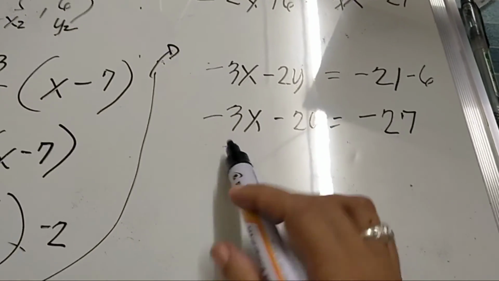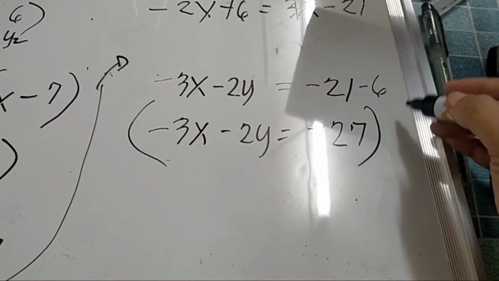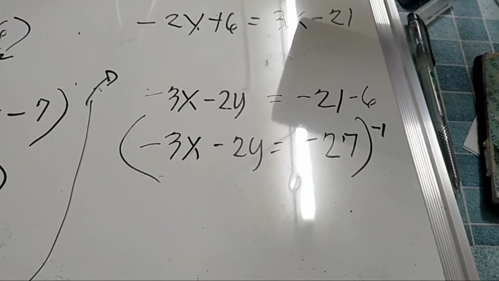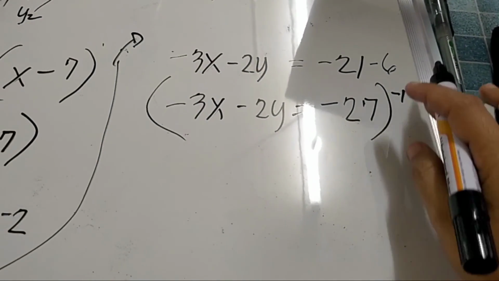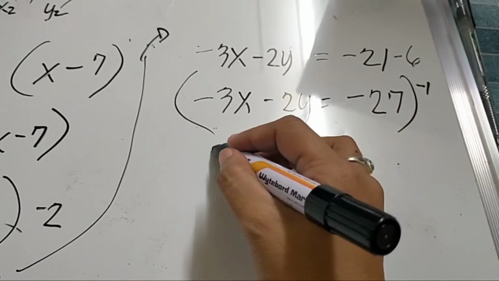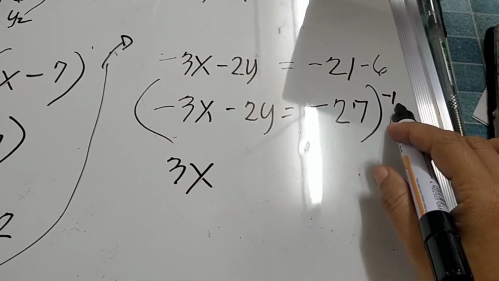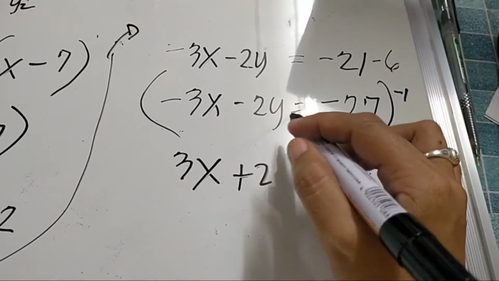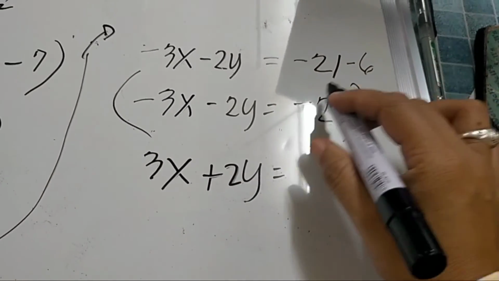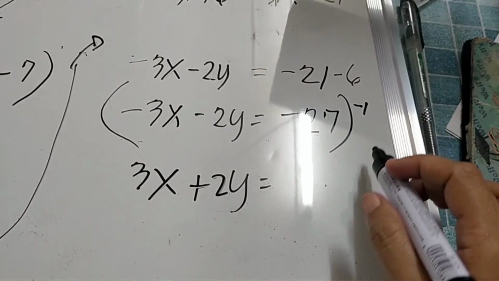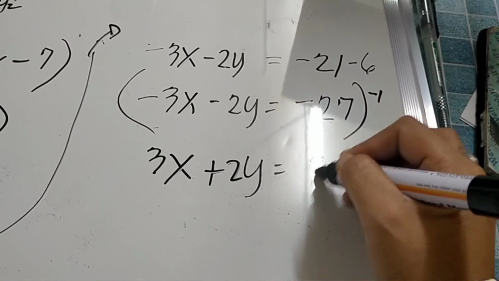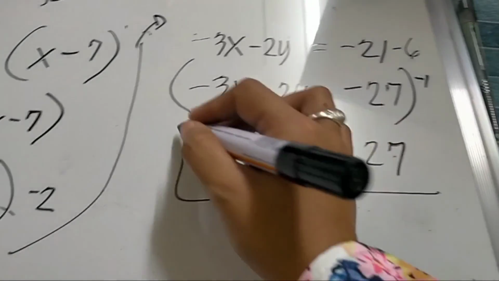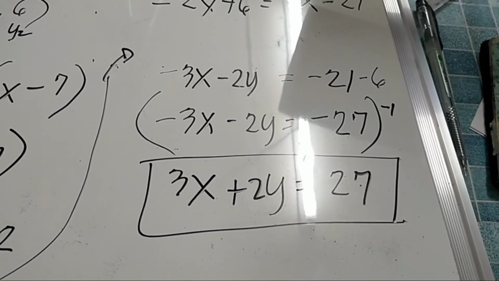As you can see, it is negative. So to fix that, we multiply by negative 1. Negative times negative 3x is equal to positive 3x. Negative times negative 2y is positive 2y. Negative 27 times negative 1 is equal to positive 27. So this will be our answer, the two-point form.